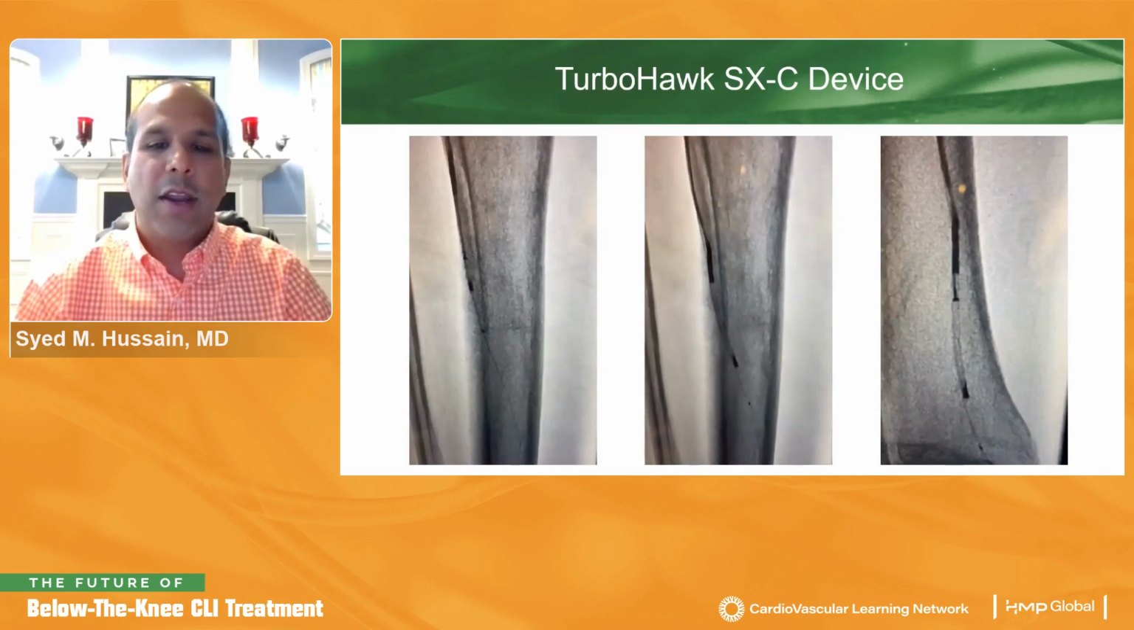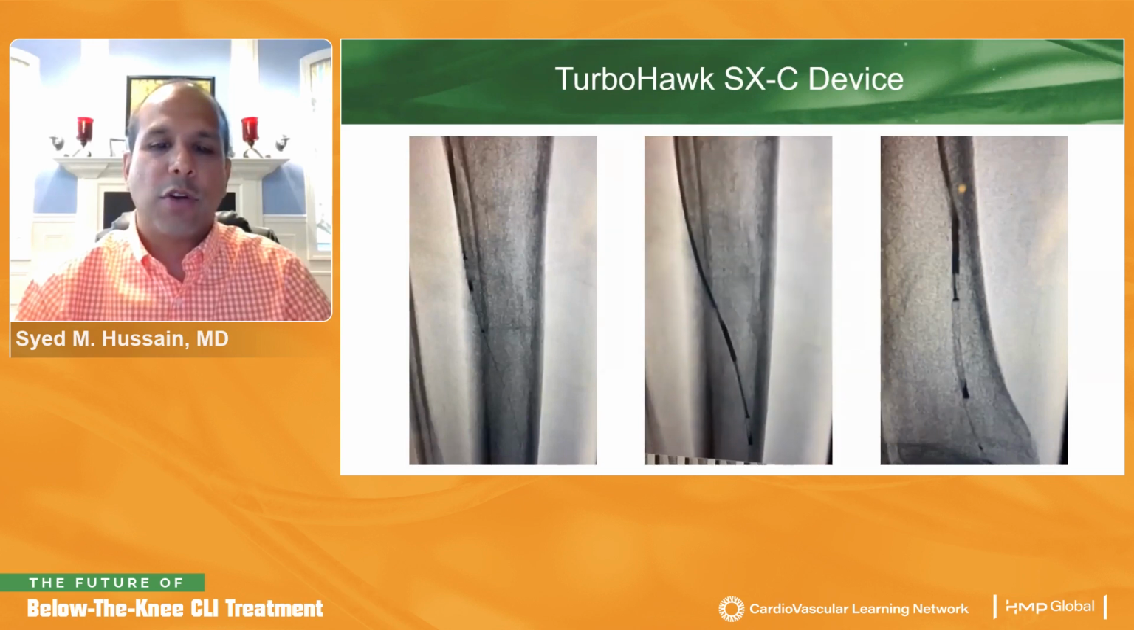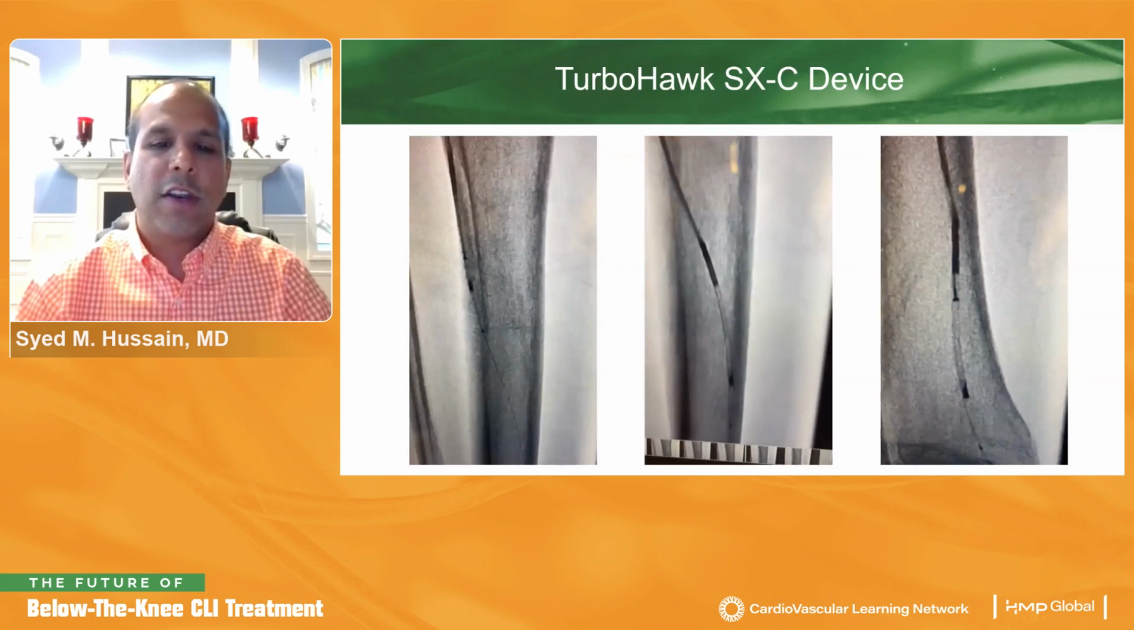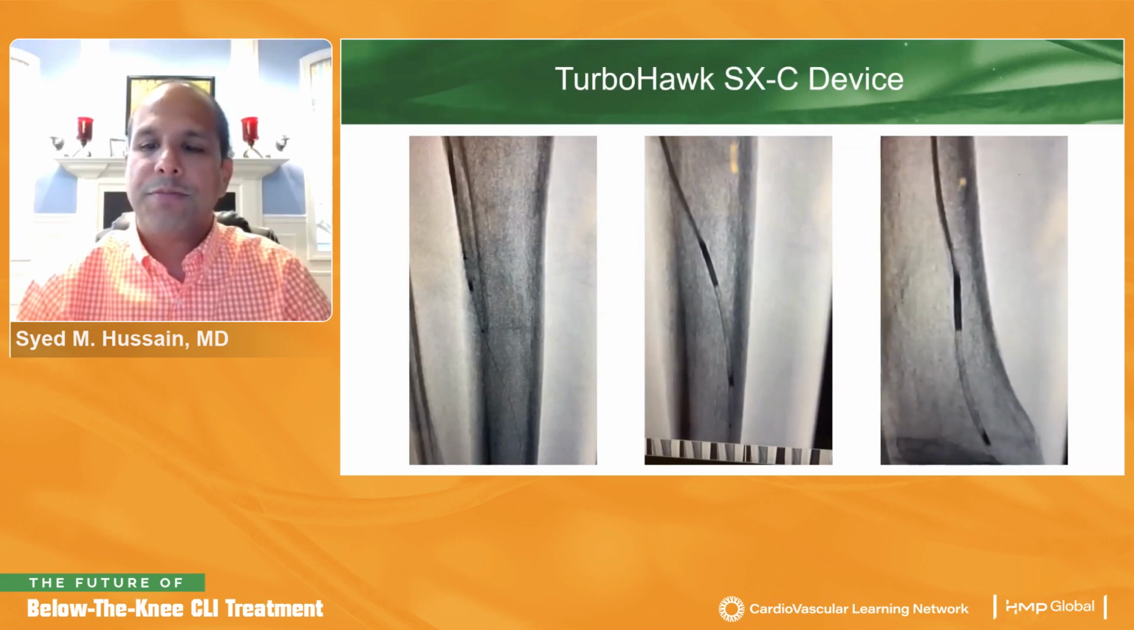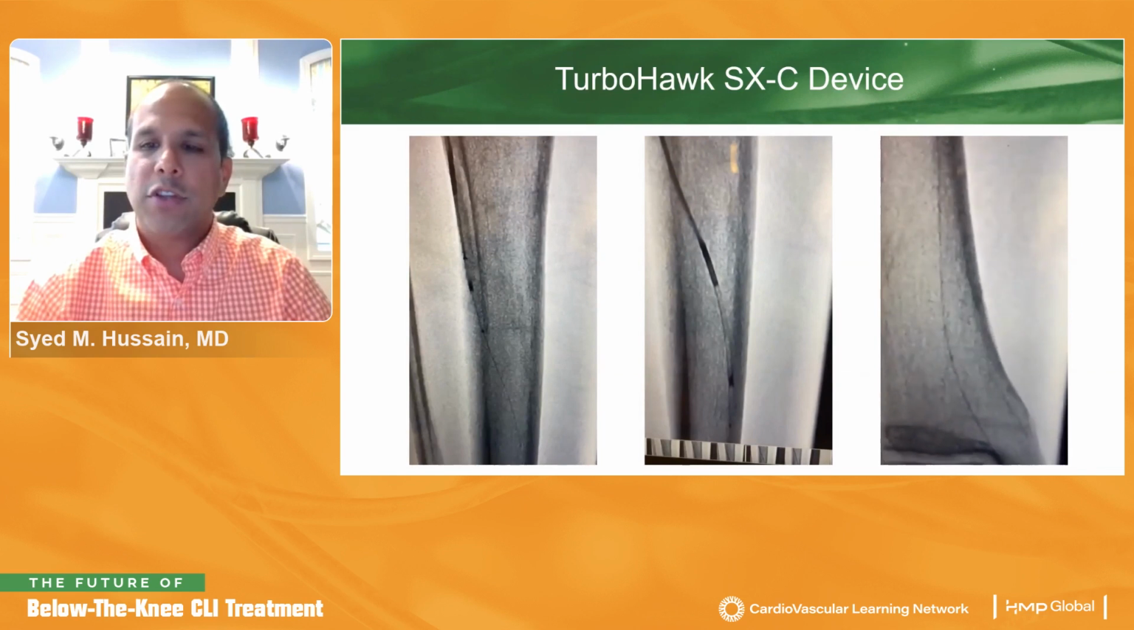If I'm feeling overconfident, I'll do 2 passes. And you can see we were able to get down to the mid portion and then into the distal portion of the posterior tibial artery as well. So you can see the device jump there a little bit. And this is all the way down by the ankle in the posterior tibial artery.